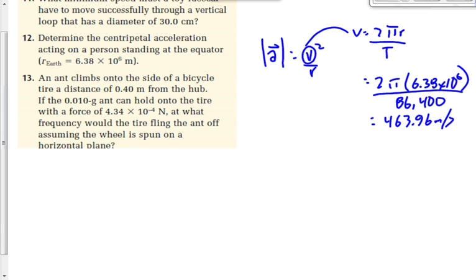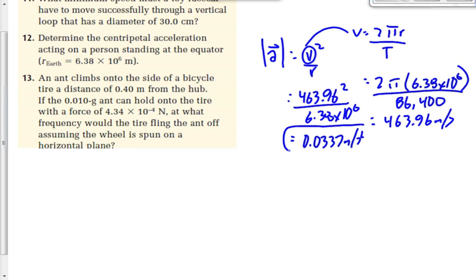All right, what's the acceleration here? 463.96 squared divided by r, which is 6.38 times 10 to the 6. So what do we get for that one? 0.0337 meters per second squared. Make sense?